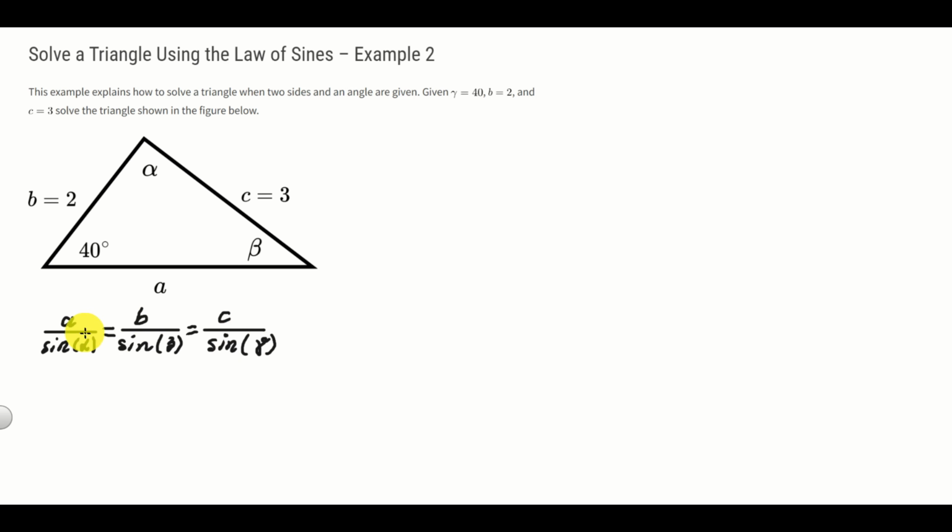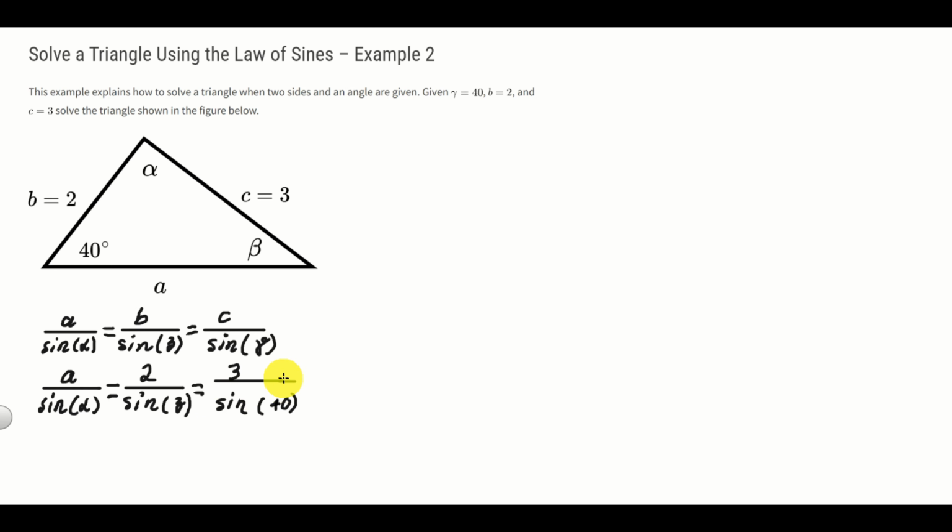The next step is to substitute the given values. Let's see what's given over here. We can see that b, c, and the angle gamma are given. Consequently, let's substitute the corresponding values. We have a over sine alpha, and nothing is given over here. Then over here, b is given. We have 2 over sine beta. And over here, we can see that c is given. This is equal to 3. And gamma is given. We have sine of 40.